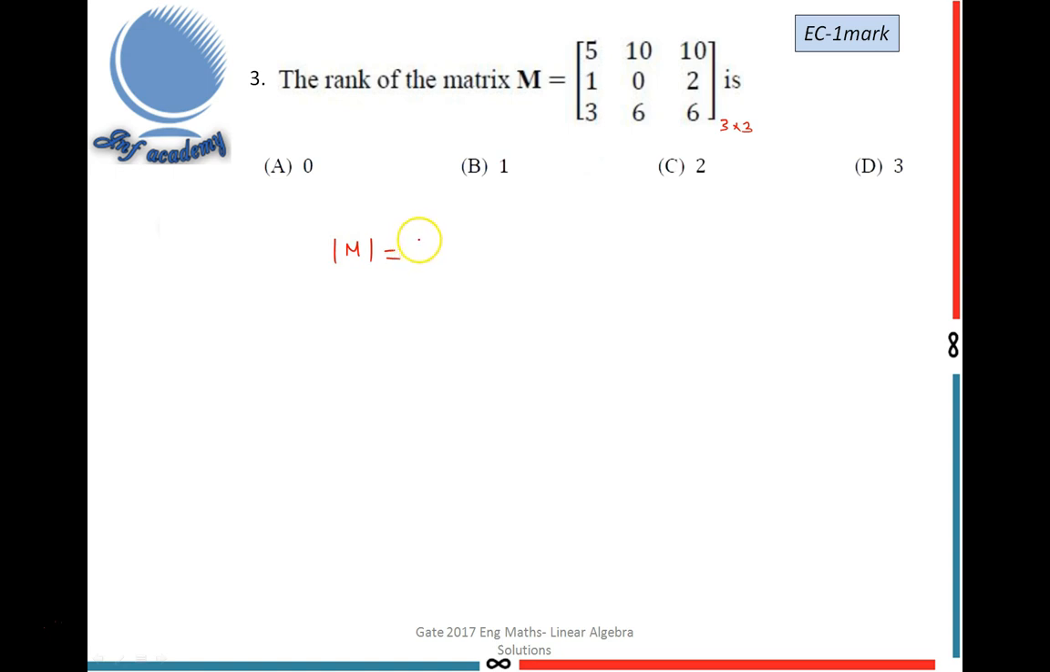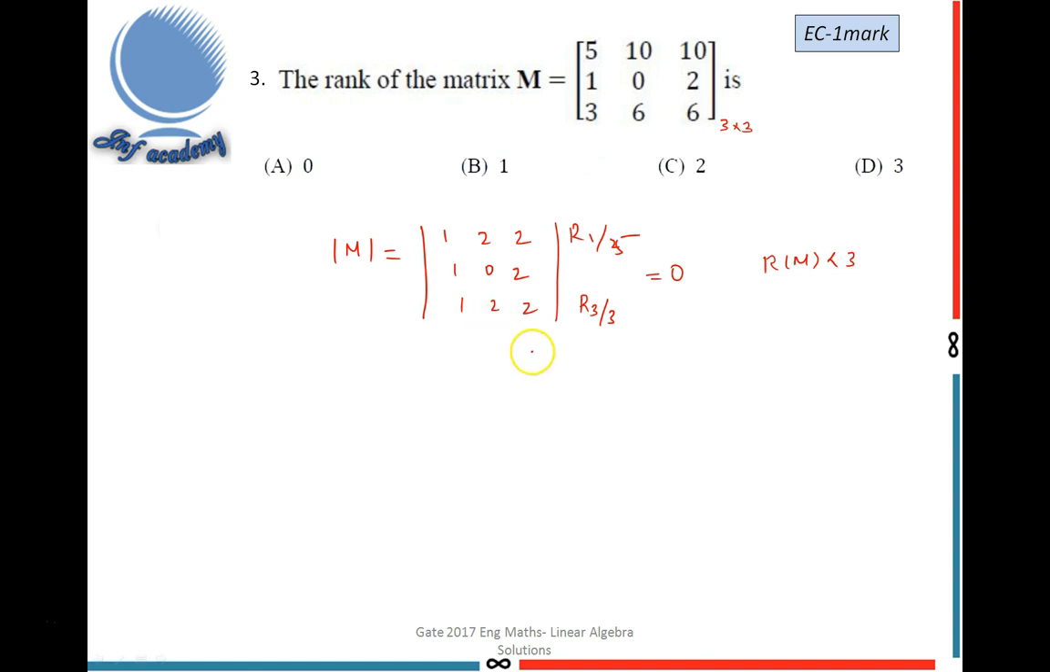Determinant of M is equal to 0 because these two rows are identical. 5, 10, 10 I can write as 5 times 1, 2, 2, and 1, 0, 2. This is also 1, 2, 2. Here I do R1 divided by 5 and R3 divided by 3. So finally I got two rows identical, so the determinant value is 0 by using the property of determinants. Determinant is 0 means the rank of M is less than 3 only.